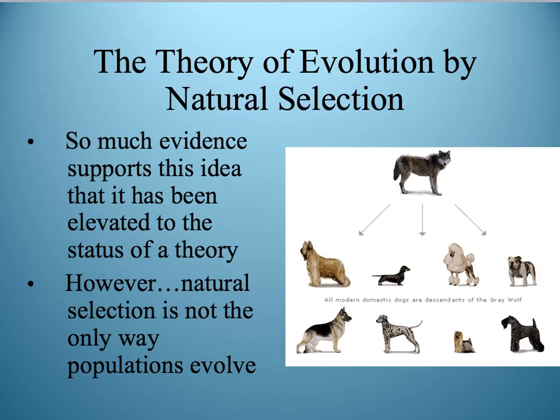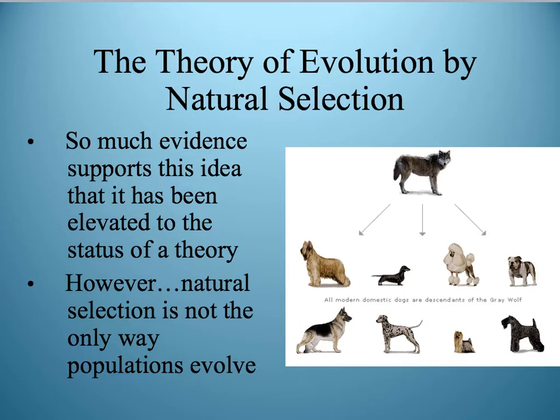So over time, this idea of natural evolution by natural selection has grown. More and more evidence has been produced to support this idea, and it's been elevated to the status of a theory. We know that theories have to be our hypothesis that gets supported over and over and over again in the research that we do. And over time, as they continue to be supported, they get elevated to become a theory. Okay?